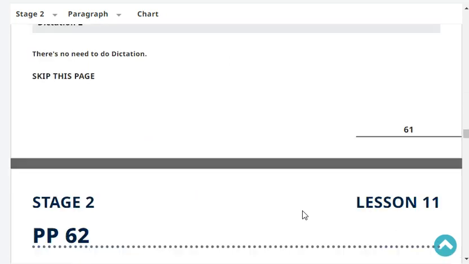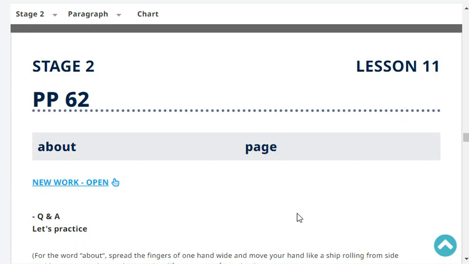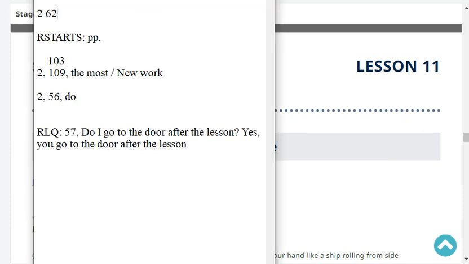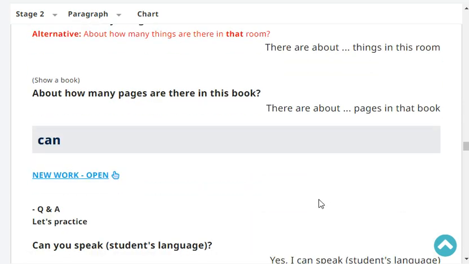I don't have page 61. Page 62. Okay. About how many people are there in your country? There are about 15 million people in my country. About how many things are there in this room? There are about 20 things in this room. About how many pages are there in this book? There are about 150 pages in that book.